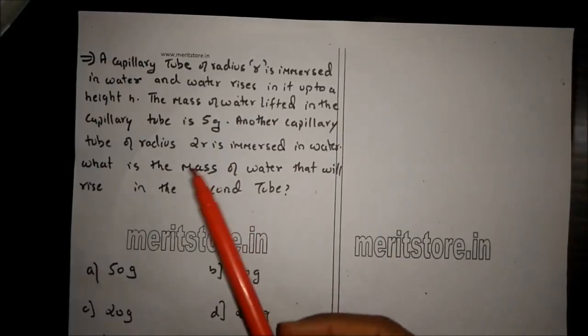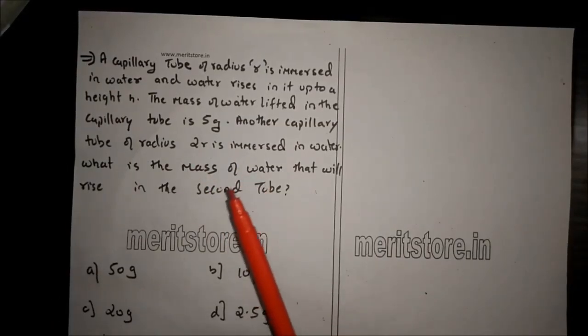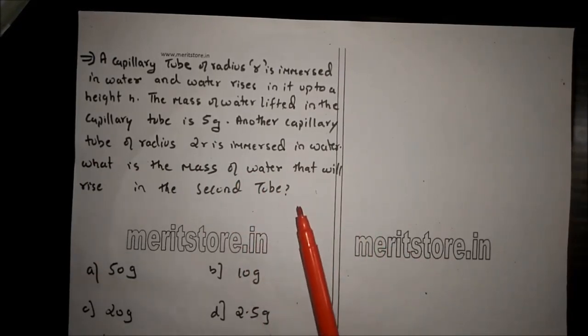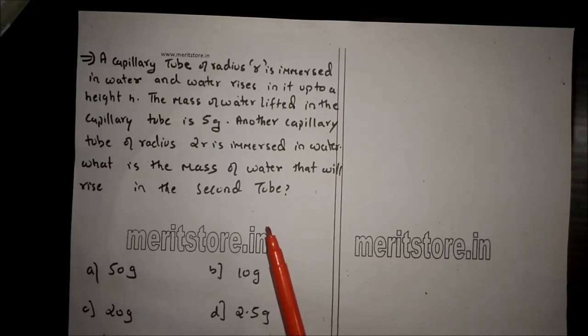A capillary tube of radius small r is immersed in water and water rises in it up to a height h. The mass of water lifted in the capillary tube is 5 grams. Another capillary tube of radius 2r is immersed in water. What is the mass of water that will rise in the second tube? Now here are the options.